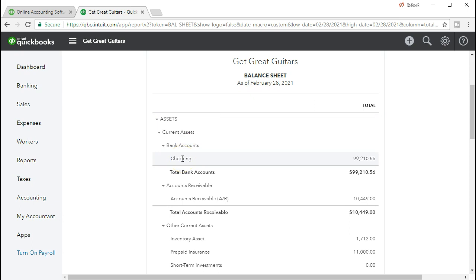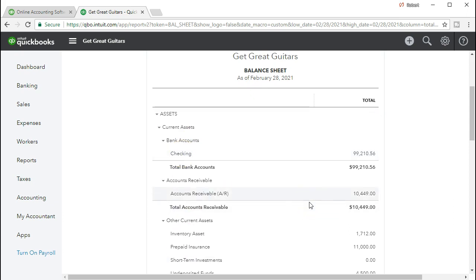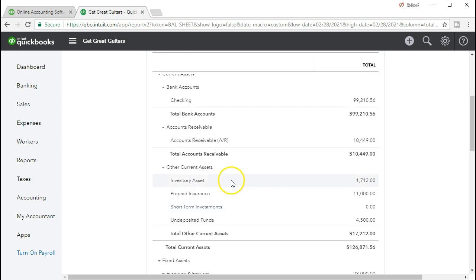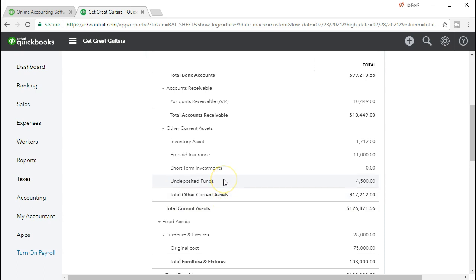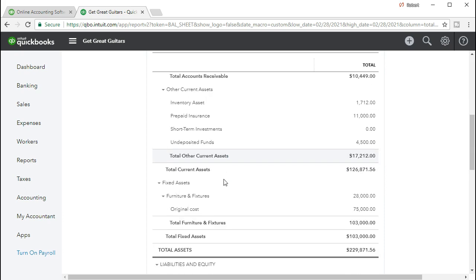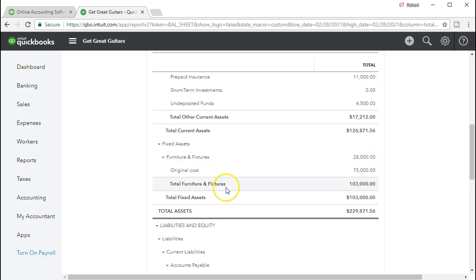So as of this point in time, as of the end of this month 2, February 28th, 2021, we have cash or the checking account of $99,210. People owe us money, $10,449, and inventory, prepaid insurance, short-term investments, some money that we haven't yet deposited into the bank account. We've got the fixed assets in terms of furniture and fixtures, and that gives us our total fixed assets and total assets here.